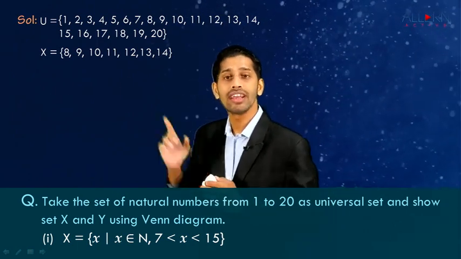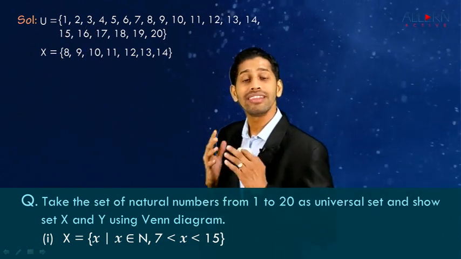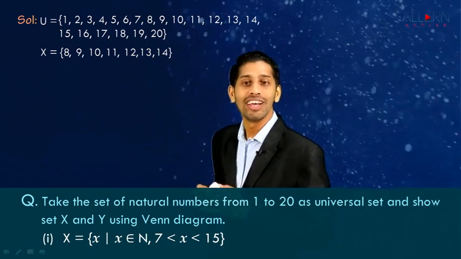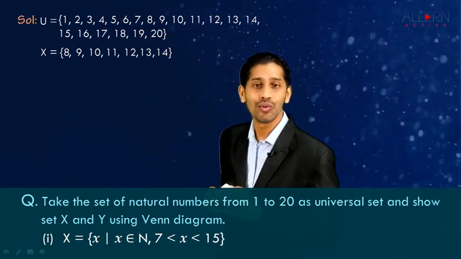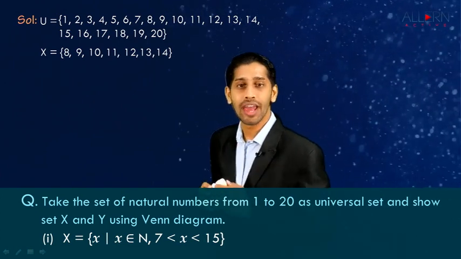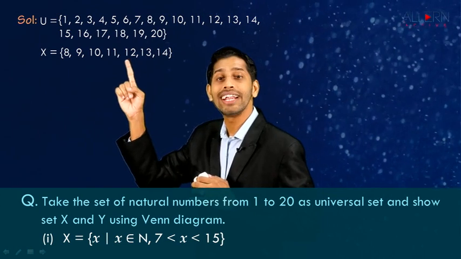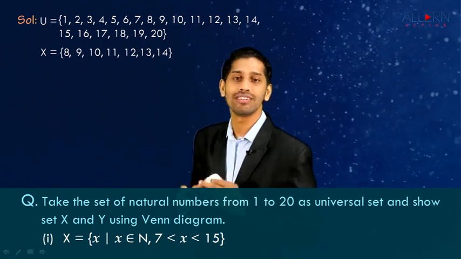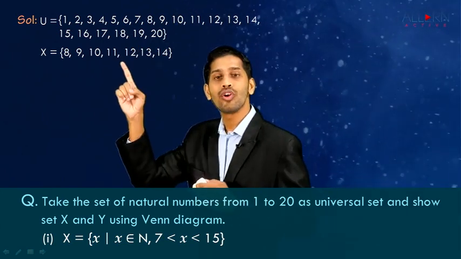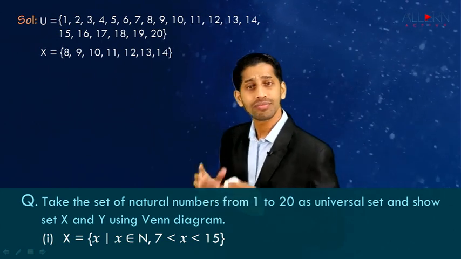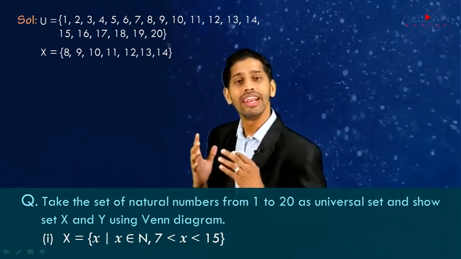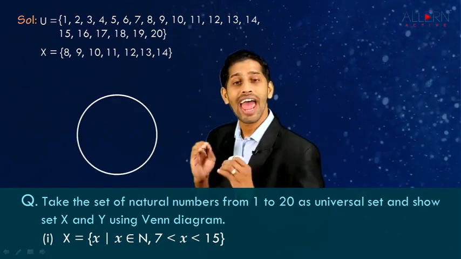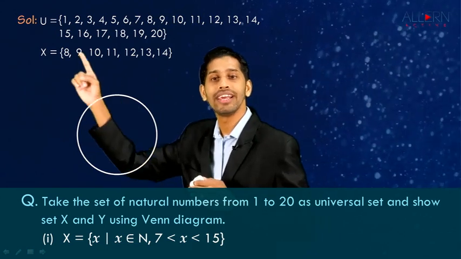Now we have two sets, U and X. We can see that all elements of set X are present in set U. That means X is a subset of U, and in order to draw a Venn diagram, we will first represent set X with some geometrical figure, and then we will represent set U with some geometrical figure, right? So let's draw a geometrical figure for set X. We can take any geometrical figure. Let's say that for set X we'll consider a circle. So we draw a circle and we'll write all elements which are present in set X.